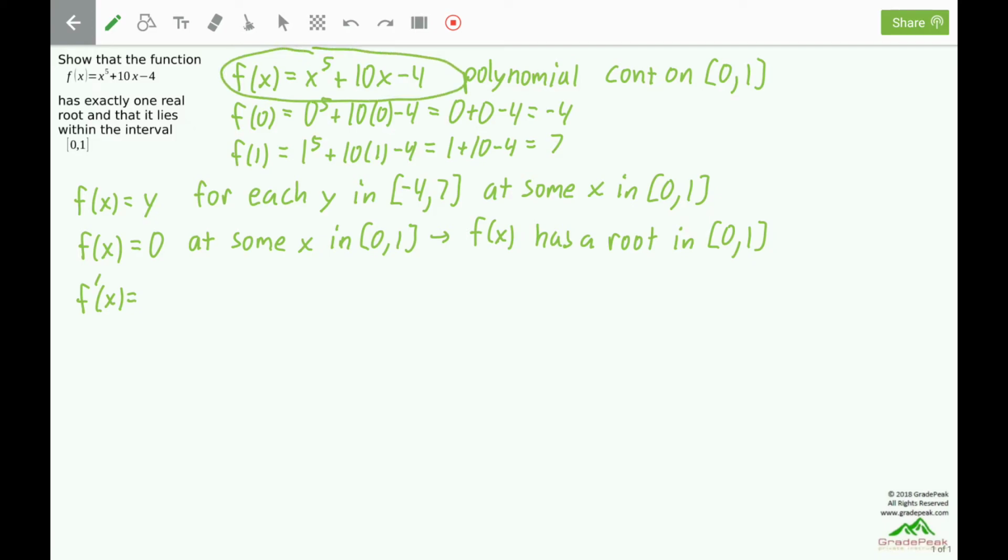For f of x, the first term, x to the fifth, will be a power rule. Bring the power down, subtract 1 from it. Second term is a constant times x. Derivative will be the constant. Third term is a constant with no x. The derivative will be a 0.